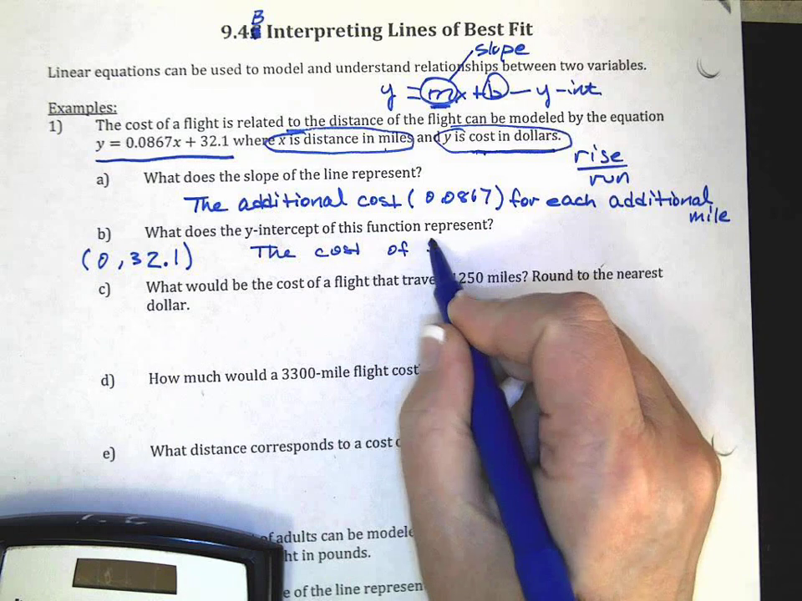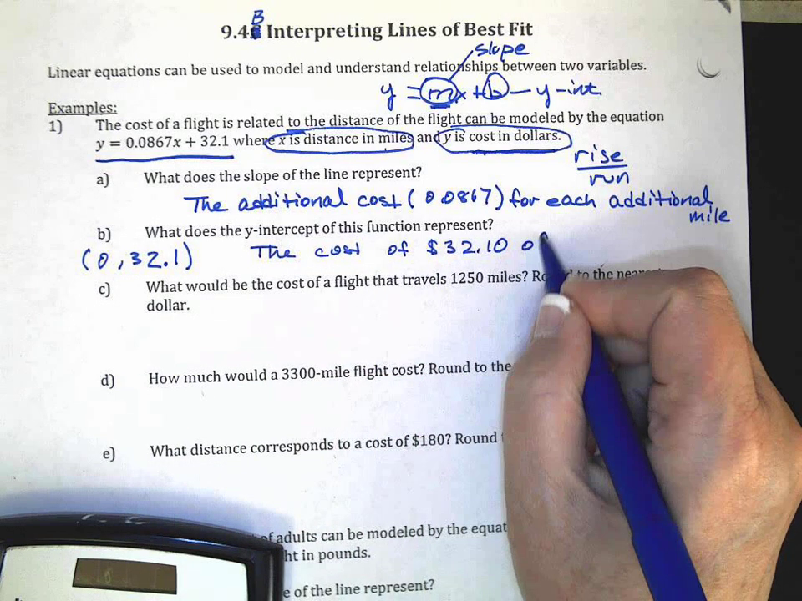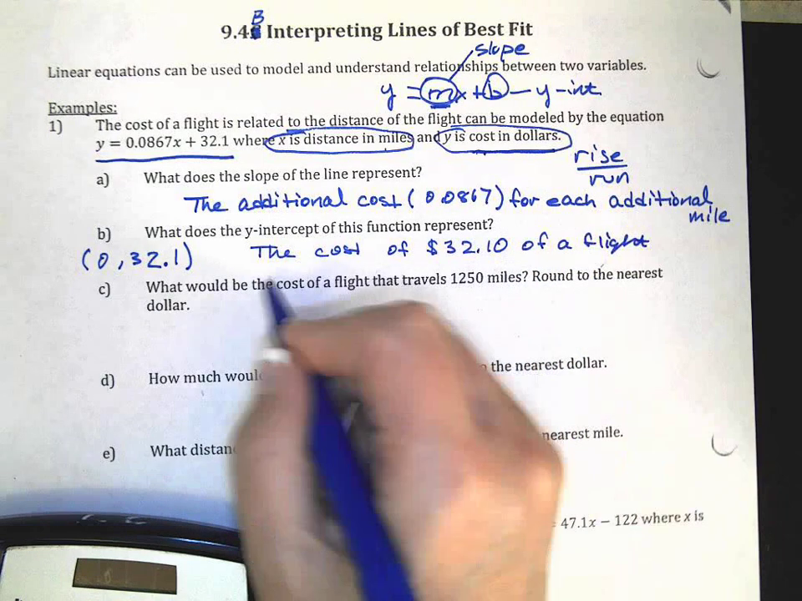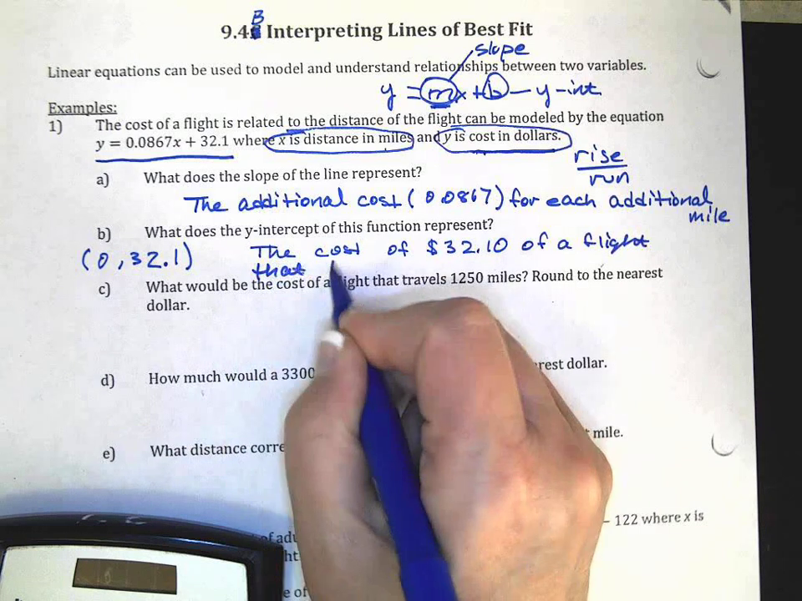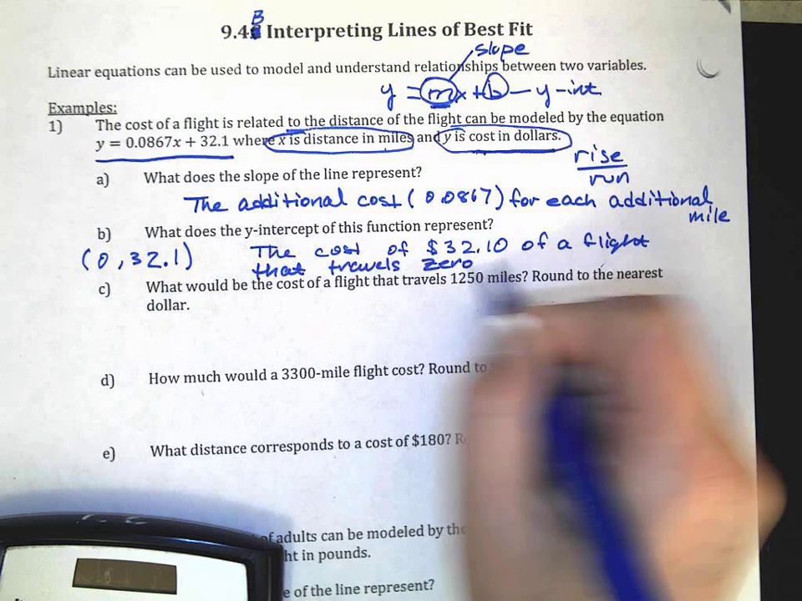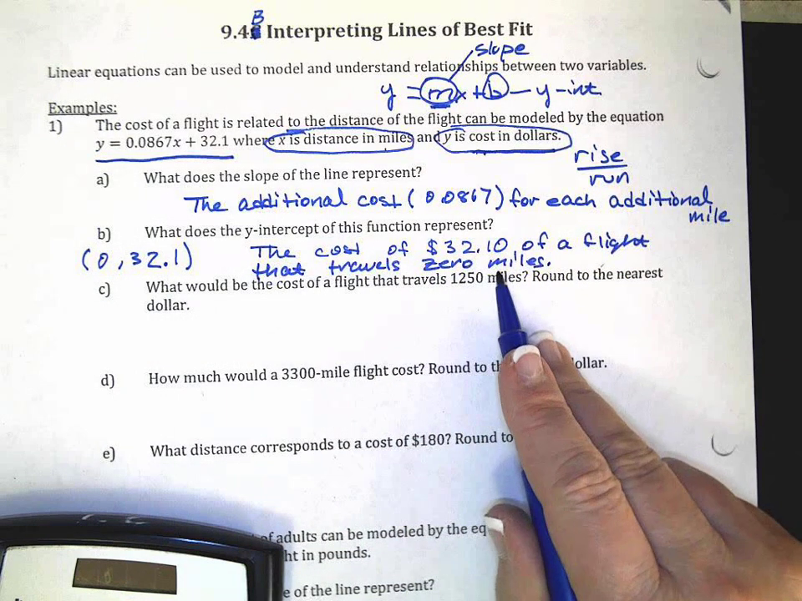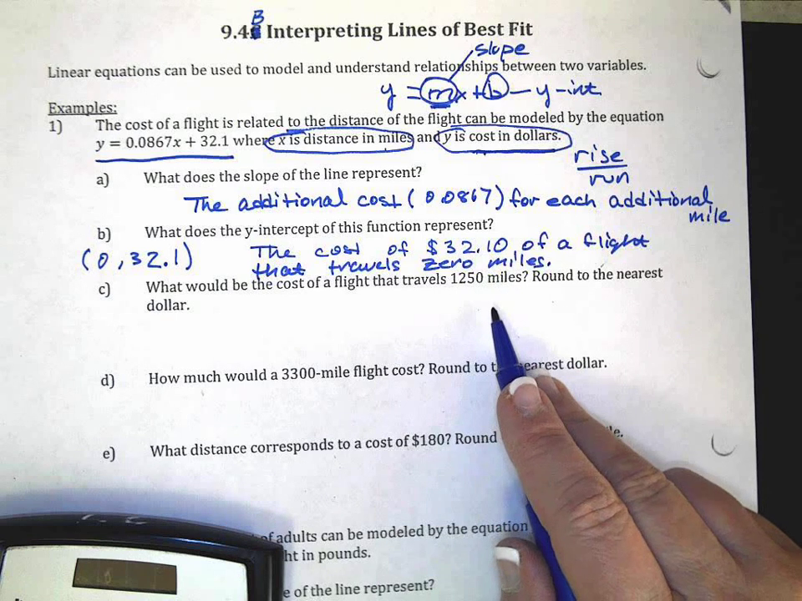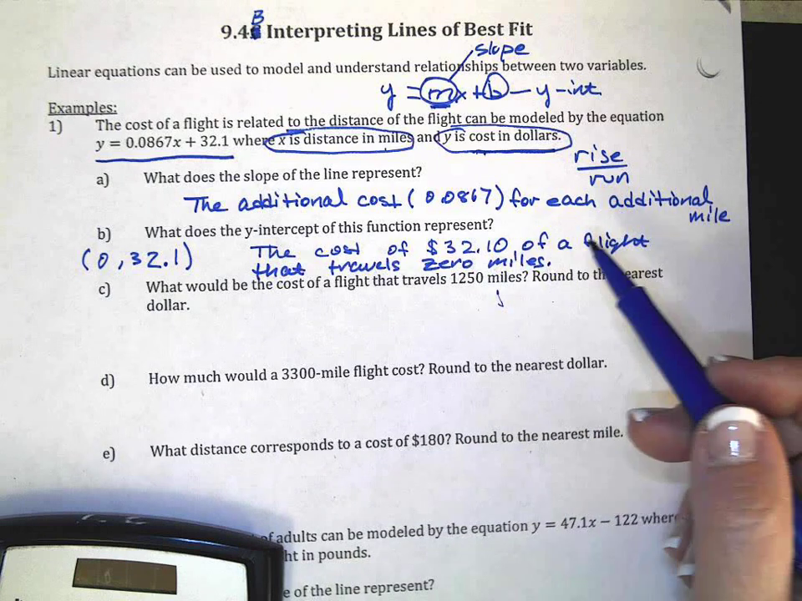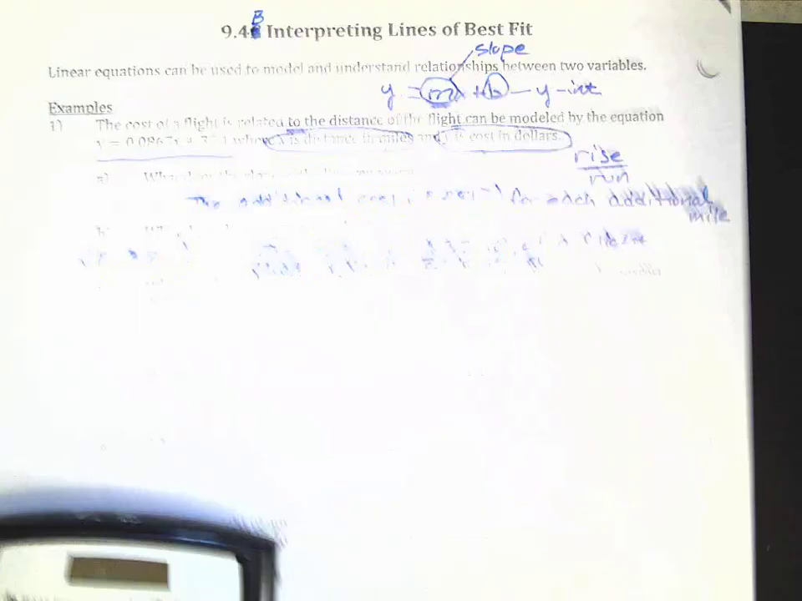So the cost of $32.10 of a flight that travels 0 miles. And it doesn't matter whether you talk about the $32.10 first or the 0 miles first. You could have switched the order around. Which a lot of times the y-intercept will not make a lot of sense when we are looking at these real-life problems.